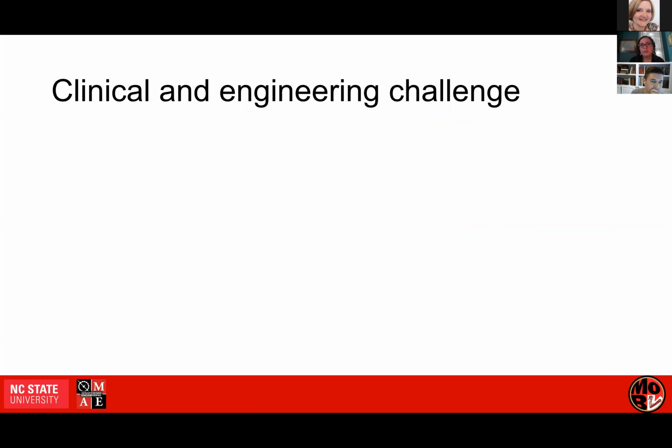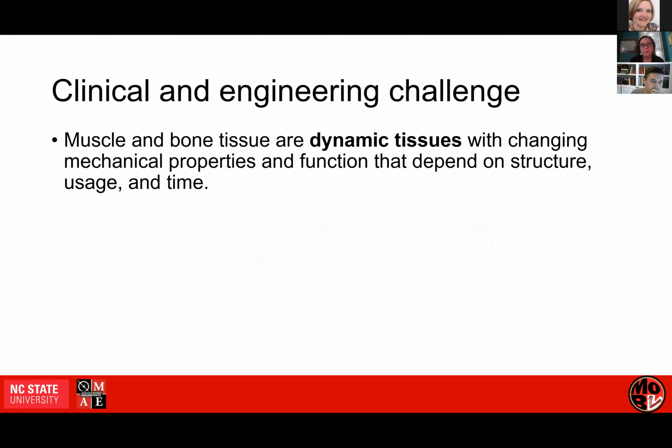The clinical and engineering challenge is sort of multifold. First, muscle and bone tissues are dynamic tissues. So when we look at a particular snapshot of the state of a musculoskeletal system, that's going to change over time. Their mechanical properties of muscle and bone will change over time. It depends on the structure at both the macro and the micro levels. It depends on the usage of those tissues, and it depends, of course, on time.